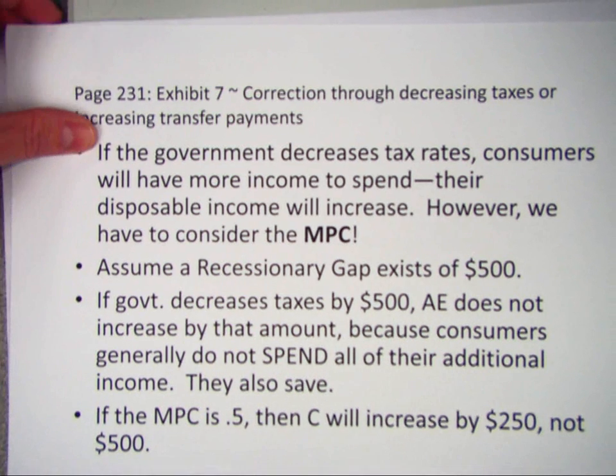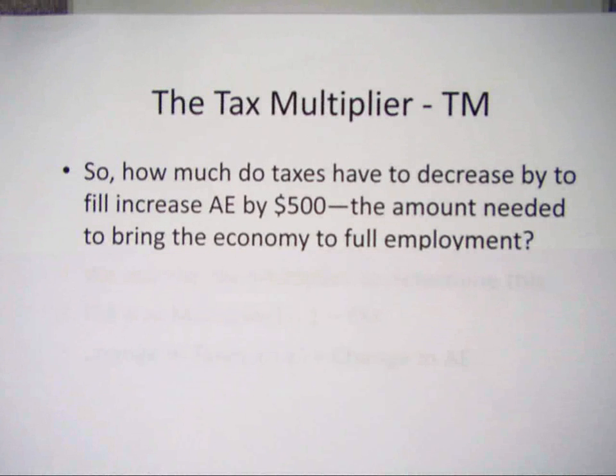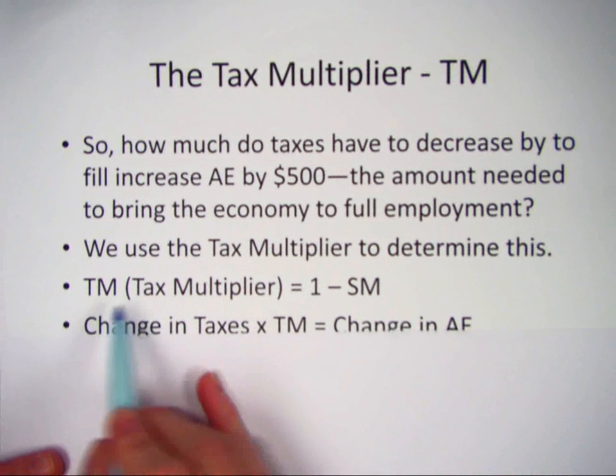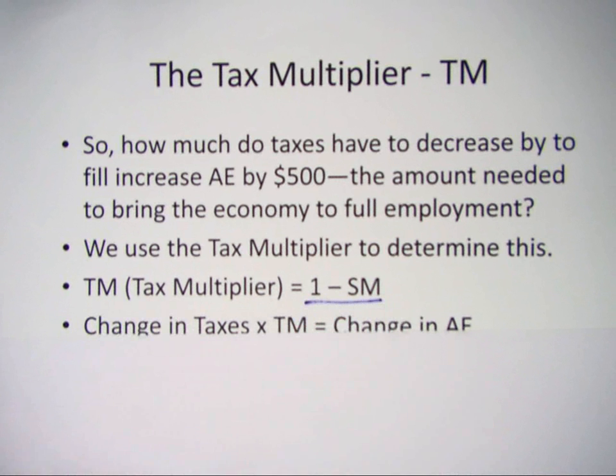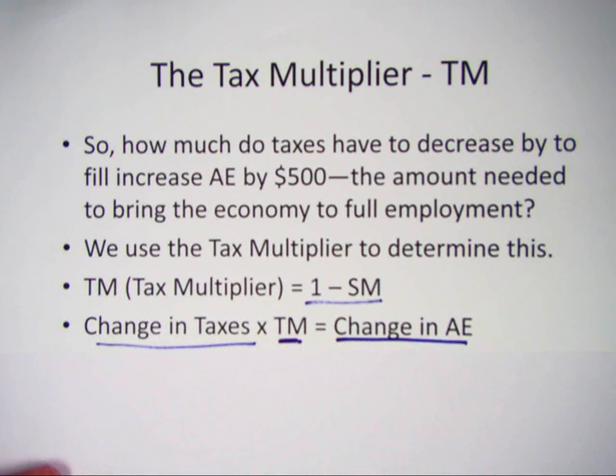Here's where we're going to modify our tools for multiplication a little bit. We're going to look at the tax multiplier, or the TM. So how much do taxes have to decrease by to increase aggregate expenditures by 500, the amount needed to bring the economy to full employment? We're going to use the tax multiplier. The tax multiplier is equal to 1 minus the spending multiplier. We're going to take the change in taxes times the tax multiplier, and that will give us the change in aggregate expenditures. Let's look at a few examples.